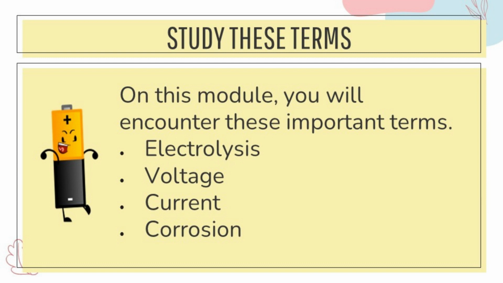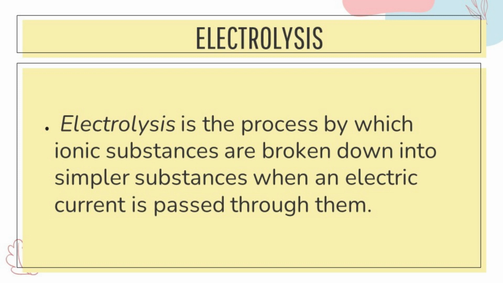Next, we have our overview regarding electrolysis. By definition, electrolysis is the process by which ionic substances are broken down into simpler substances when an electric current is passed through them. In the process of electrolysis, always remember that we are applying a non-spontaneous redox reaction. A non-spontaneous reaction is a type of reaction that needs an external force or external source of energy in order for it to proceed. Here are some practical applications of electrolysis.